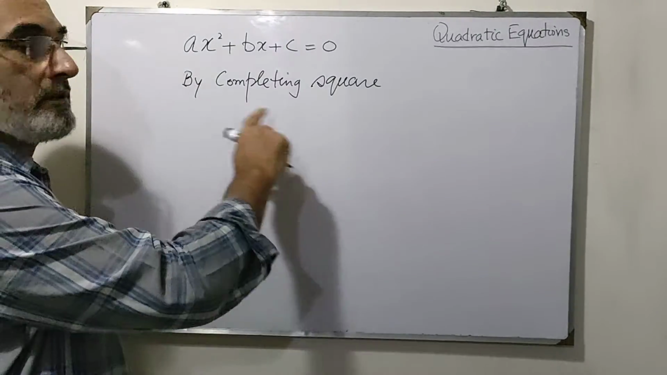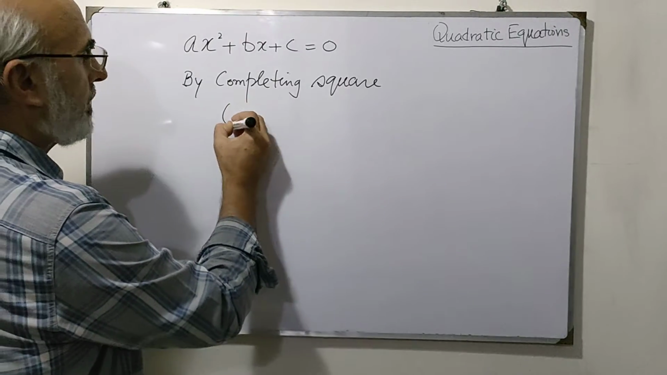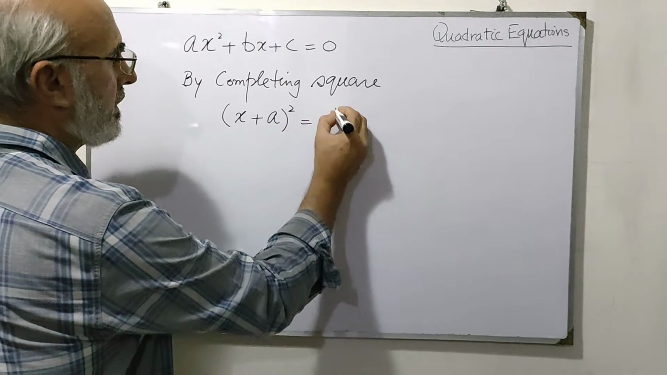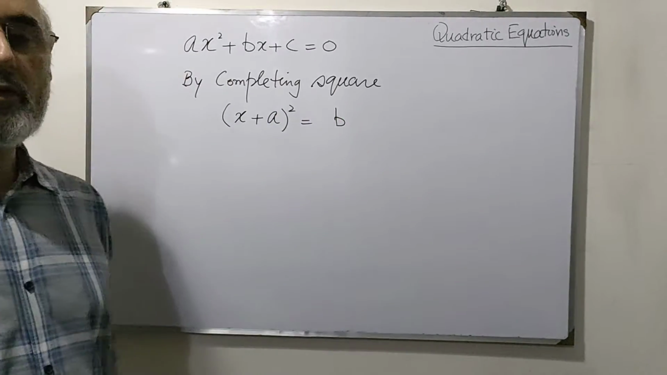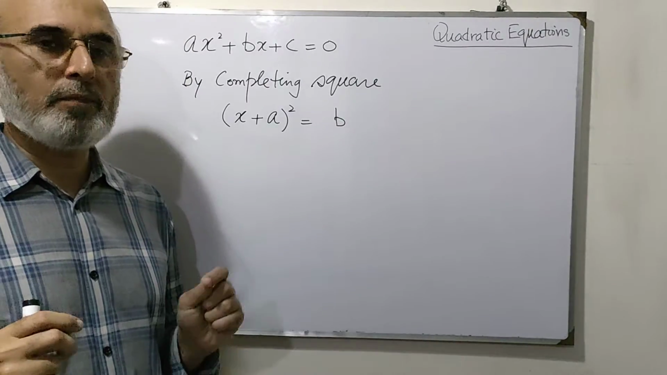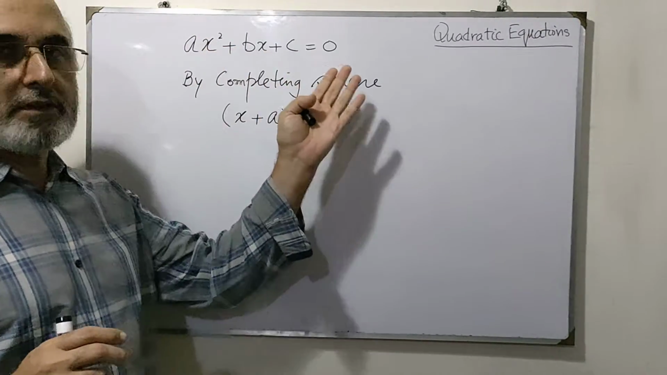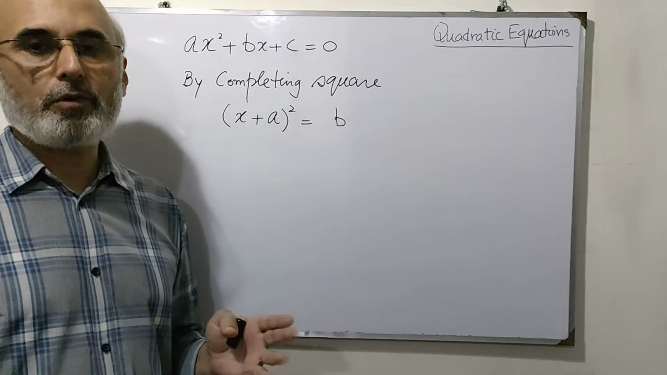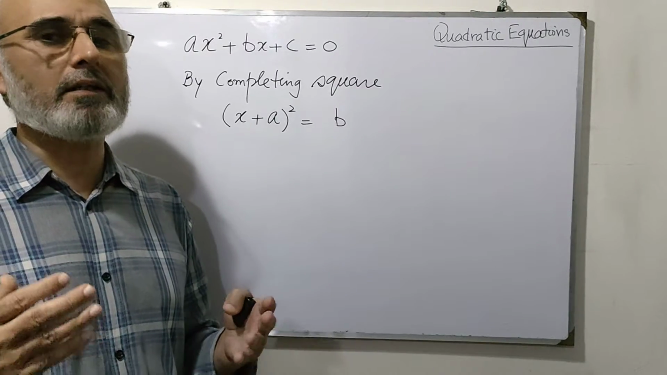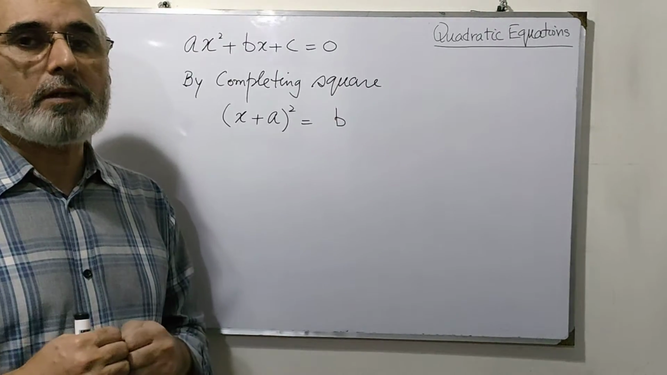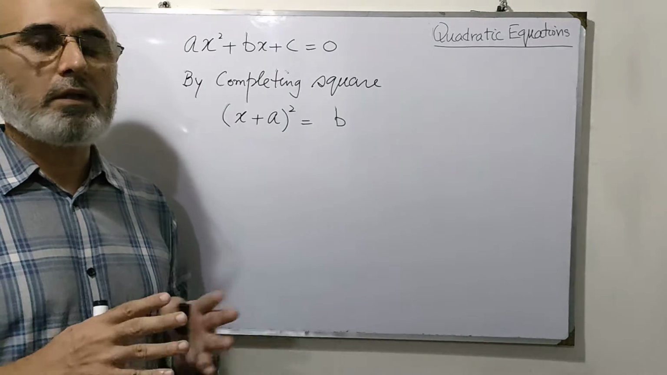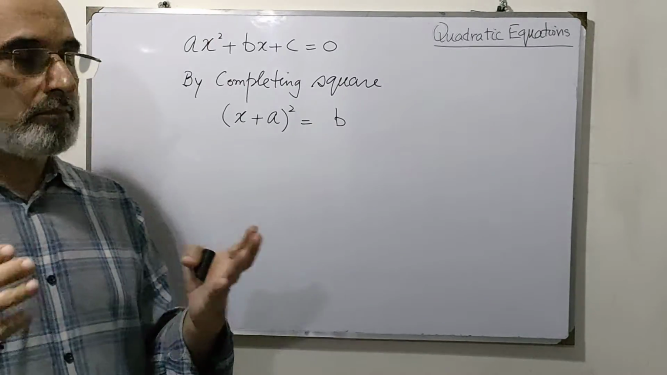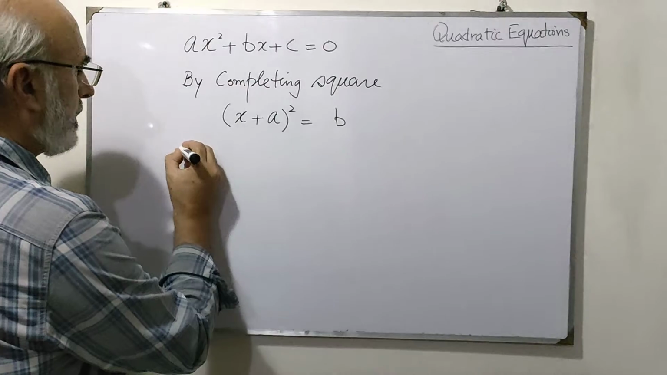Now, for this, what form are we going to have? It will be in the form of x plus a whole square is equal to b. This is the form which we are going to have now, and we have done this previously. Now this form we are going to use for the completing square method. Okay, let's take an example, and with that example the things will be more clear what we are going to do with this sort of method.